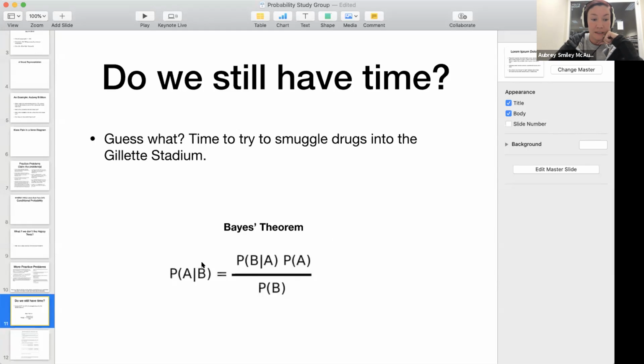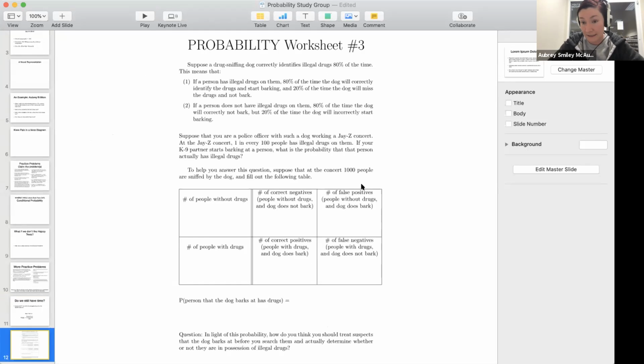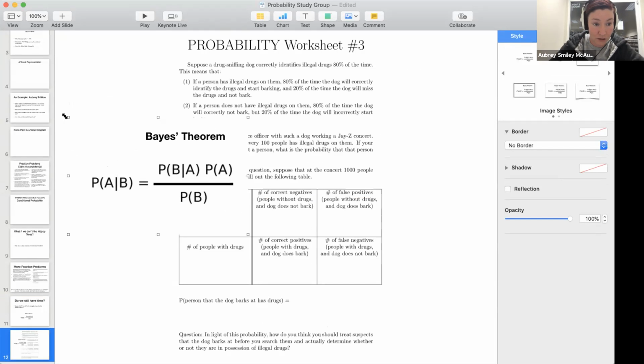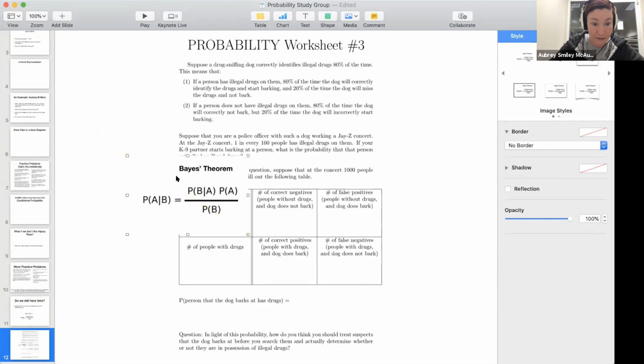So I'm actually going to go ahead and snip this and put it onto the next page. That way you guys do not have to download this. So we're just going to go ahead and make it a little smaller and stick it off to the side.